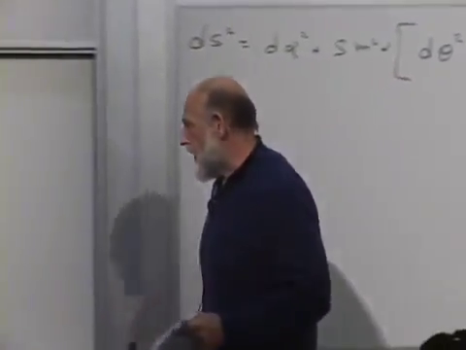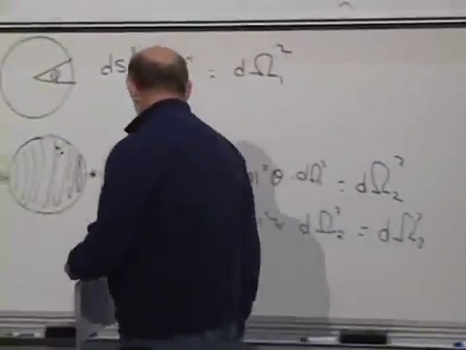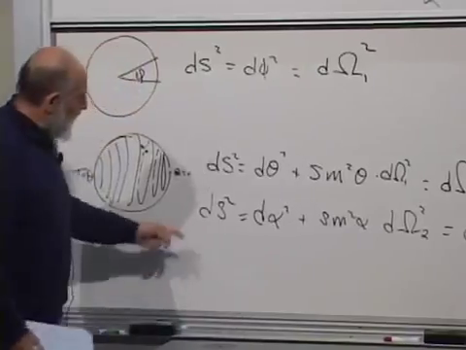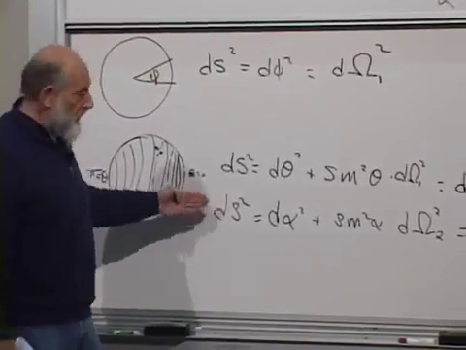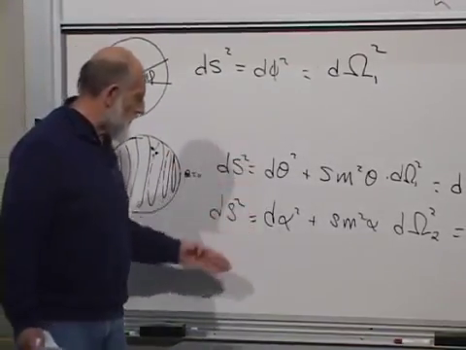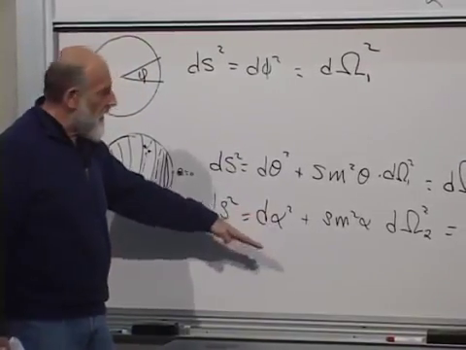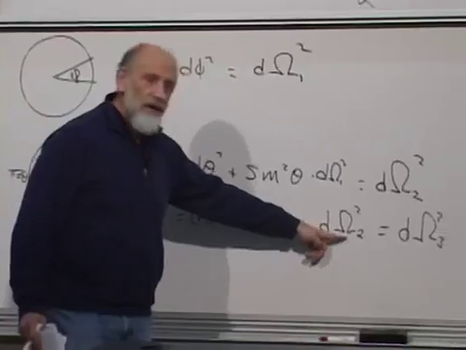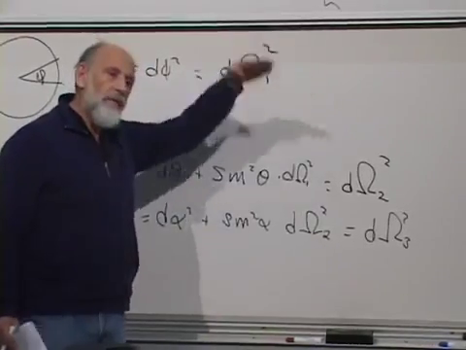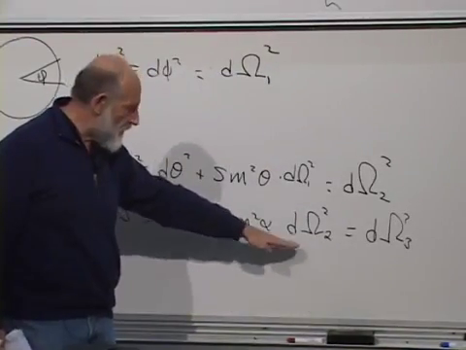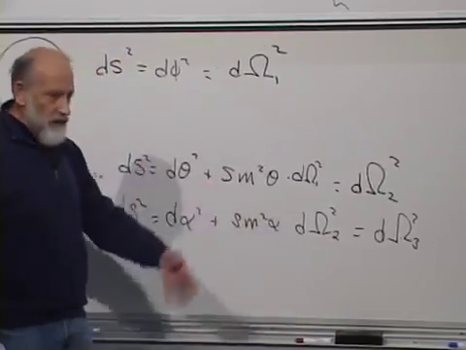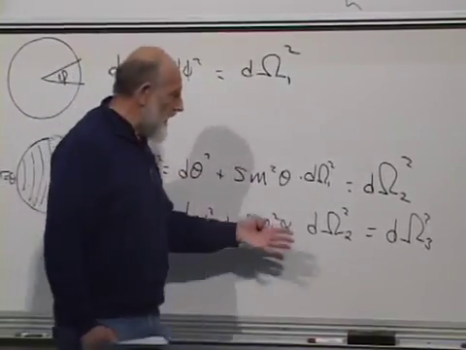I'll tell you what the general answer is. The general answer is, if you want the d sphere, for example, the 4-sphere, we just write the same thing, d alpha squared plus sine squared alpha times the metric of the unit 3-sphere. And so by induction, we can go to the metric of any dimensional sphere.